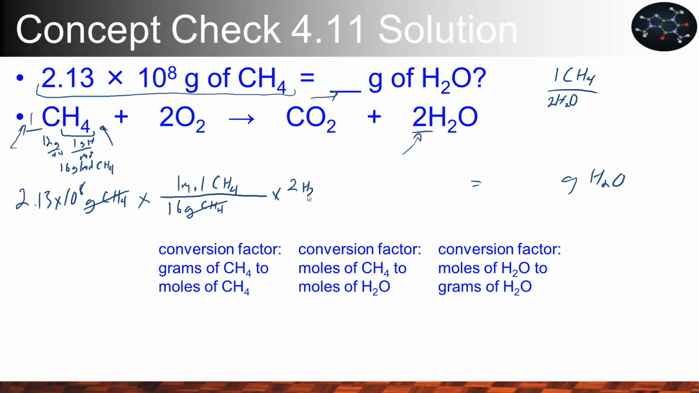Now here we want to end up with water, so we put water on the top and say that there's 2 of them for every 1 methane. And we get whatever this first number is times 2, or twice as big. That's converting from moles of CH4 to moles of water. We have to be in moles to use the coefficients in the balanced equation. And now our units, CH4 cancels, and our units are now moles of water.